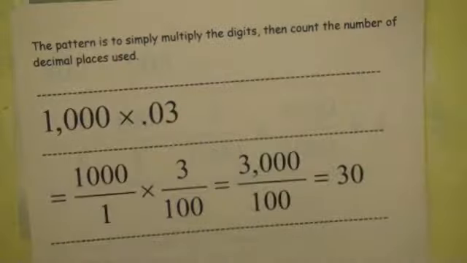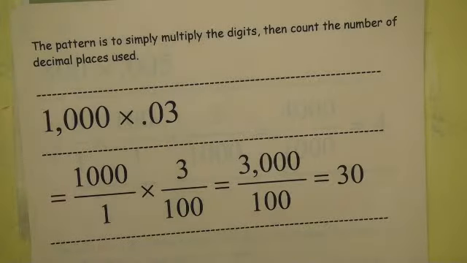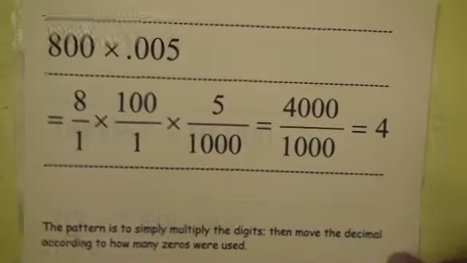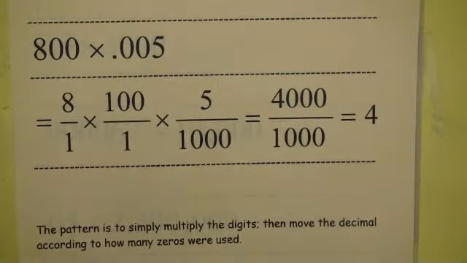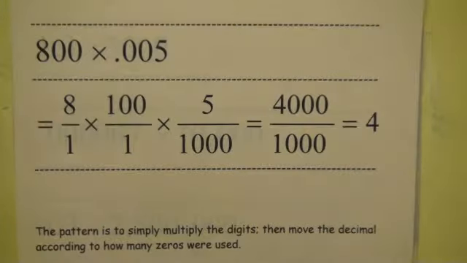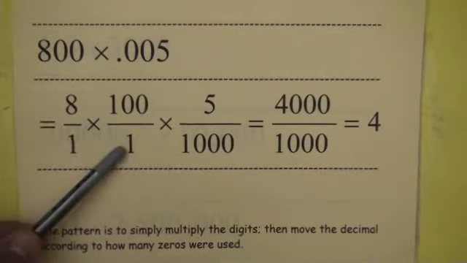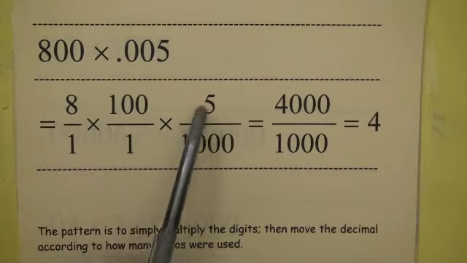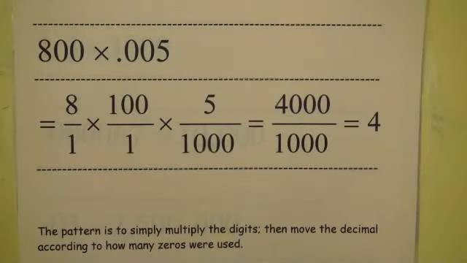All right. Next one. 1,000 times 3/100ths. We're going to discover the pattern here. 1,000 times 3, 3,000. 1 times 100 is 100. 3,000 over 100 is 30. We're all set. Next one. 800 times 5 1,000ths. Well, we change this to 8 times 100. That's your 800. And then 5 over 1,000. Multiply across to get 4.